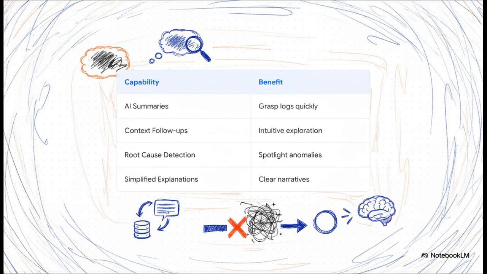The whole system is built on 4 core capabilities. First up, AI-powered summaries that let you grasp complex log clusters and charts instantly. Second, context-aware follow-ups, so you can intuitively explore data using AI-suggested next questions. Third, rapid root cause detection to quickly spotlight anomalies. And fourth, simplified explanations that turn deeply technical patterns into clear narratives. It totally shifts your workflow from hunting for clues in the dark to just analyzing the AI's direct findings.